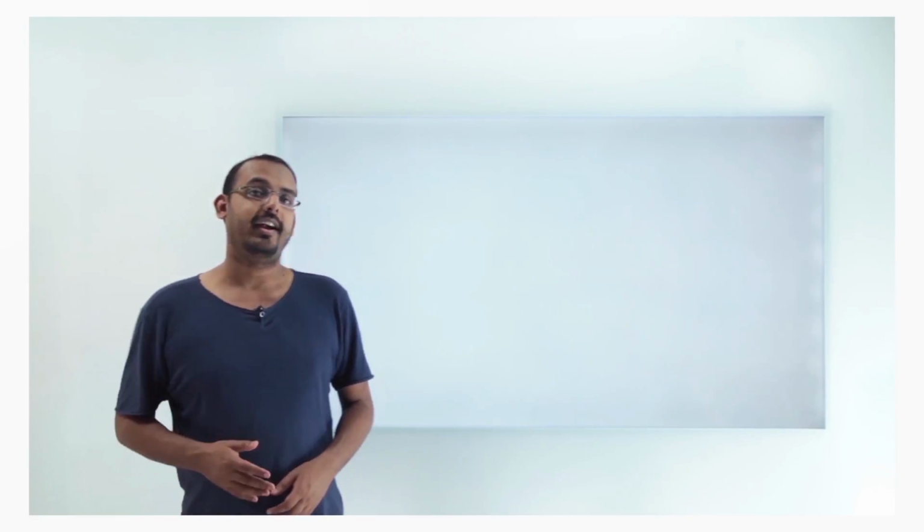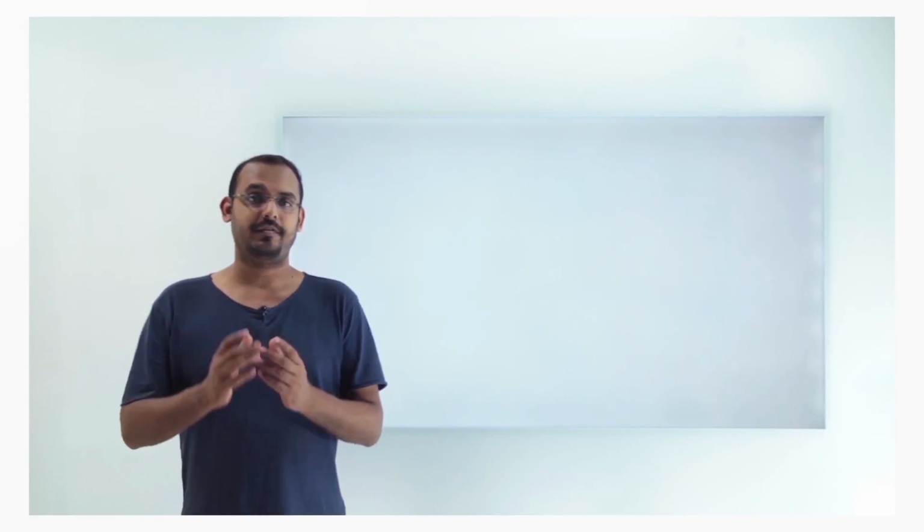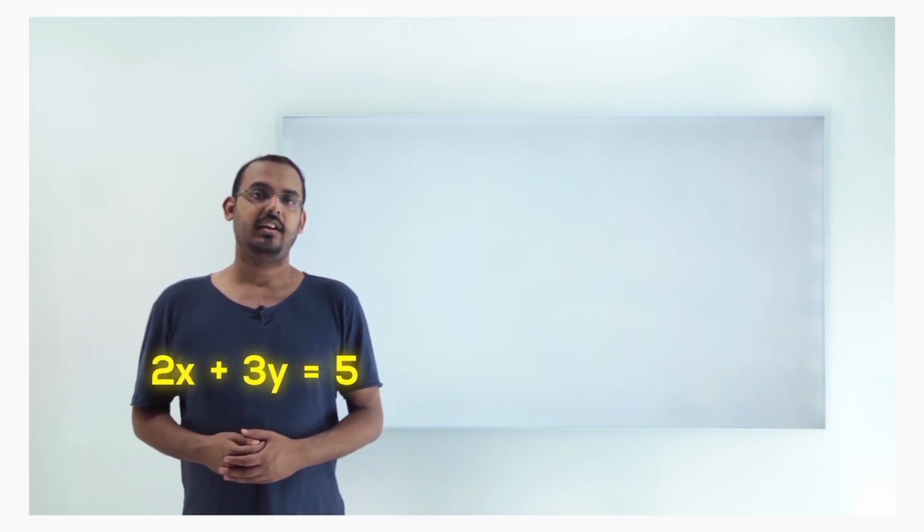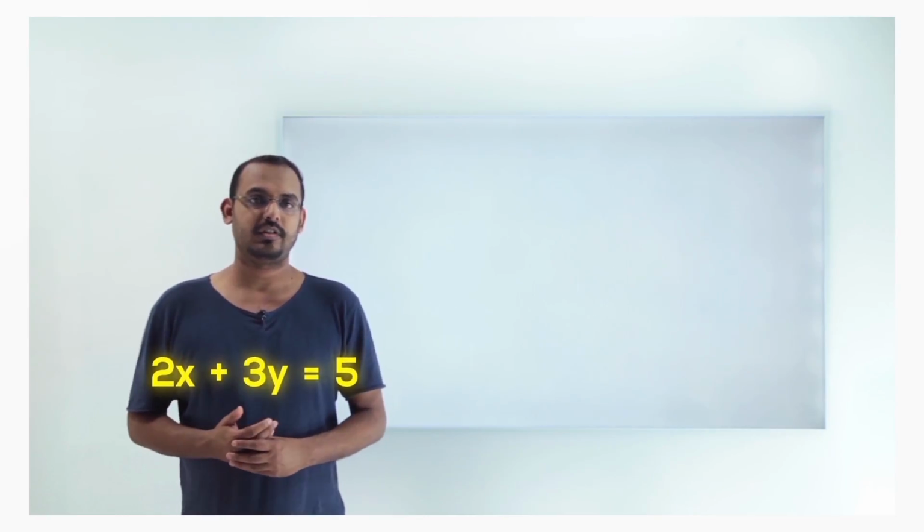The variable that we had a look at was 2x plus 3y is equal to 5, right? So this is the linear equation that we understood, right? We solved for the solution of this linear equation.